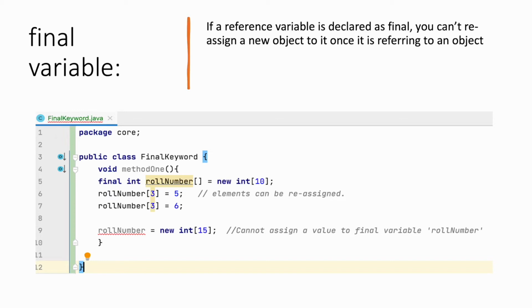When we try to reassign rollNumber equals new int of 15, we get an error: cannot assign a value to final variable rollNumber. Another example: if you declare final Employee e equals new Employee, and then again e equals new Employee of 10 or something, that is also not allowed. Once you declare a variable as final, you cannot assign a new object to it.